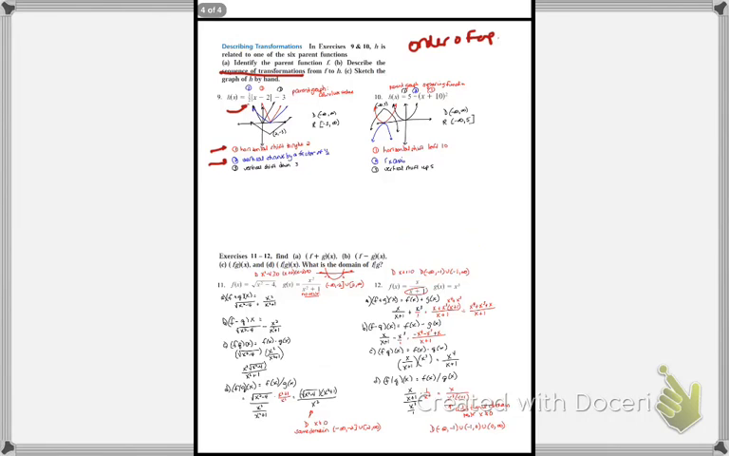If it's less than 1, then you shrunk it. Vertical shrink by a factor of 1/2. And the last thing you do is the -3. Vertical shift down 3. Your parent graph in number 10, see your x squared, is your x squared.